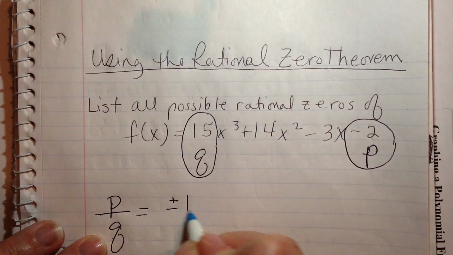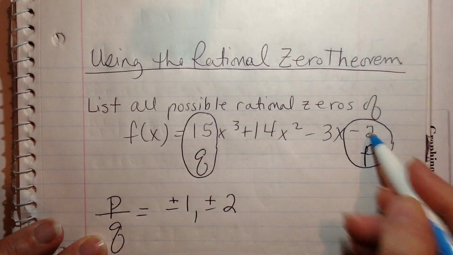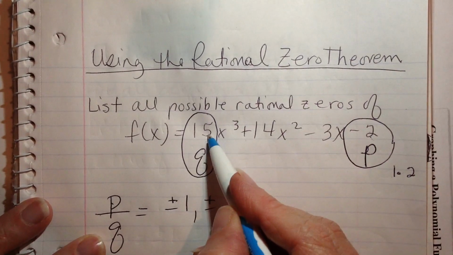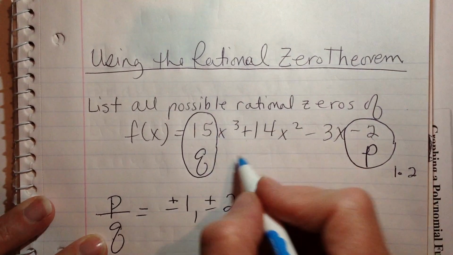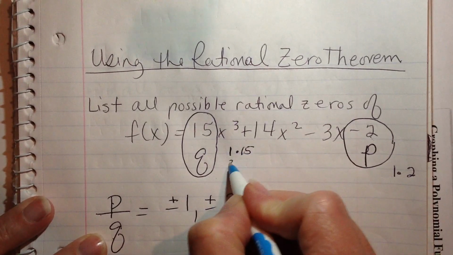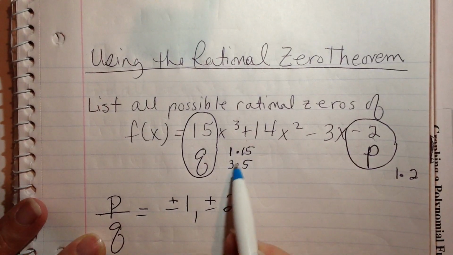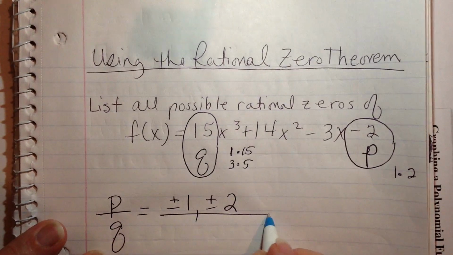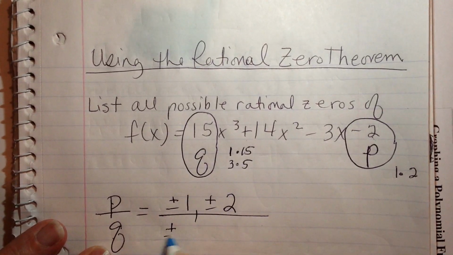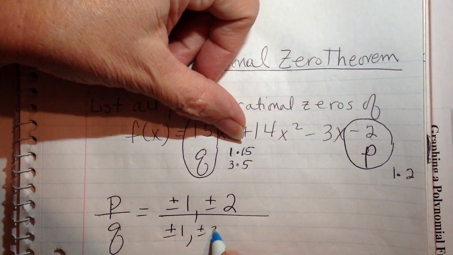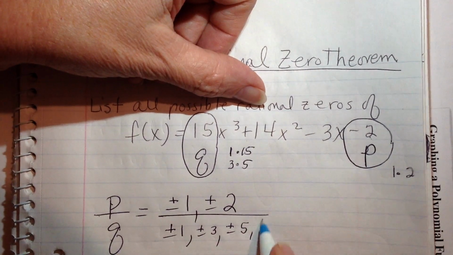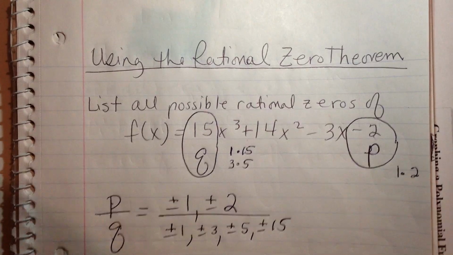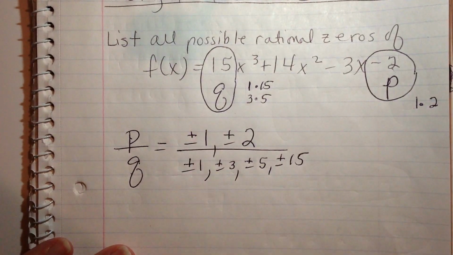Your factors of 2 are plus or minus 1 and plus or minus 2. The only numbers that multiply together to give me 2 are 1 and 2. What numbers multiply together to give you 15? You can write them this way: 1 times 15 and 3 times 5. Those are the only pairs of numbers that give you 15 and will divide into 15 evenly. So your factors of q would be plus or minus 1, plus or minus 3, plus or minus 5, and plus or minus 15. Now, to get our final answer, you must place every p over every q.